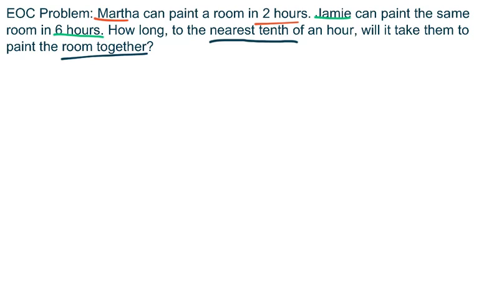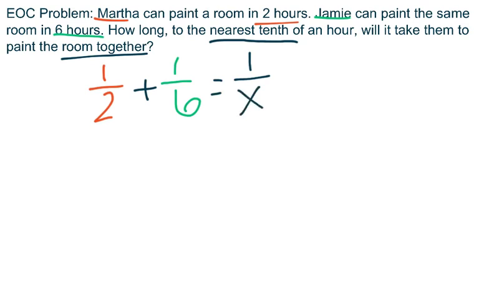So I'm pretty sure this was a gridded response question. So not multiple choice. You had to figure it out. So Martha can do it in half, 1 over 2. That's her rate. Jamie can do 1/6, and then we don't know the rate of them working together, so 1 over x. I'm going to let you pause this and see if you can finish it.